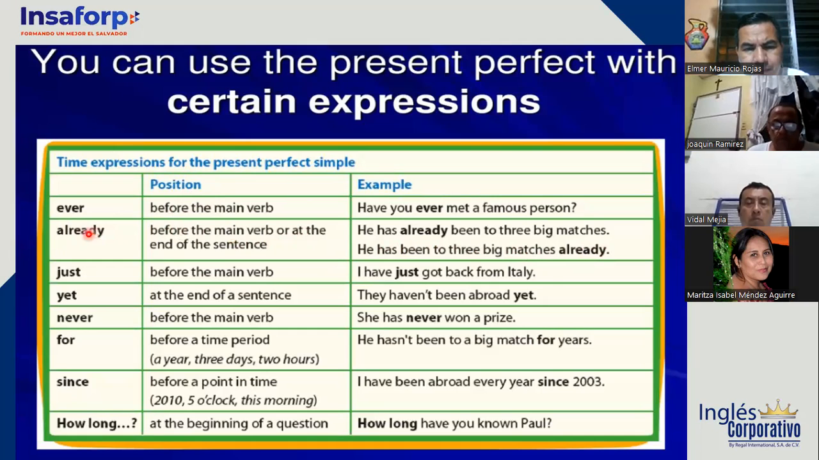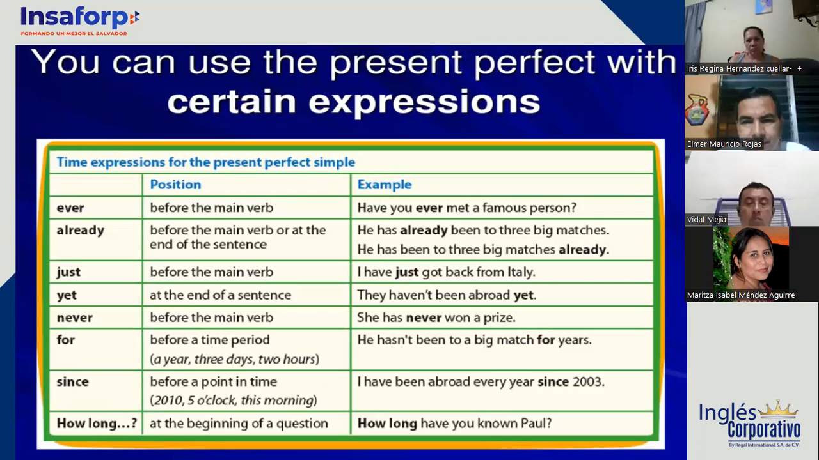So which means that this word already, we can move it either in the middle or at the end, and the meaning will still be the same. If I say, he has already been to three big matches, it will be the same if I say he has been to three big matches already. I can put it in the middle between the auxiliary and the main verb, or I can move it to the end. We're saying exactly the same thing. It doesn't change the meaning. Okay, are you guys following me? ¿Sí todos estamos entendiendo?